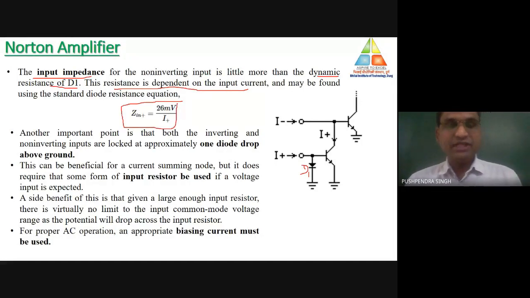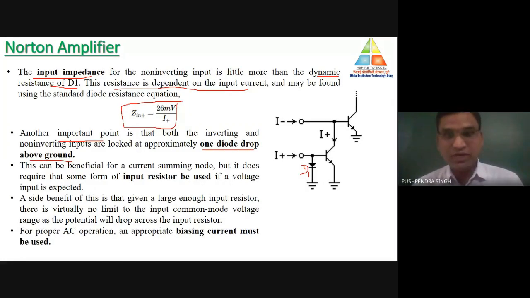That means 26 millivolt divided by I plus, where I plus is the non-inverting terminal current. So with the help of this formula, you can easily calculate the value of the impedance connected at the non-inverting terminal of the Norton's amplifier. Another important point is that both the inverting and non-inverting inputs are locked approximately one diode drop above ground.